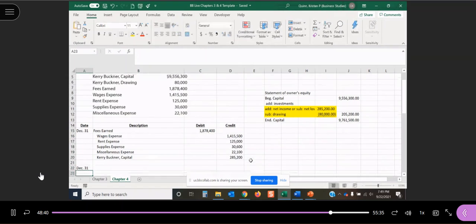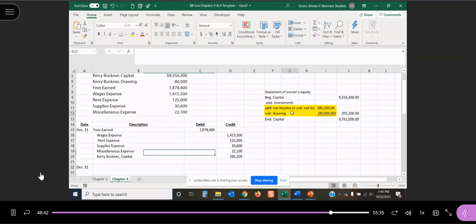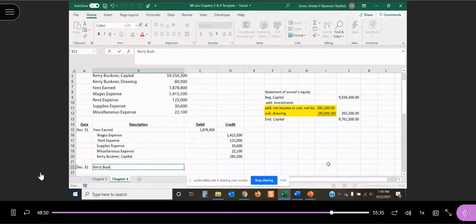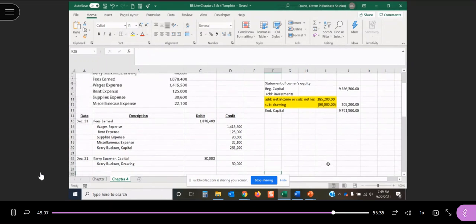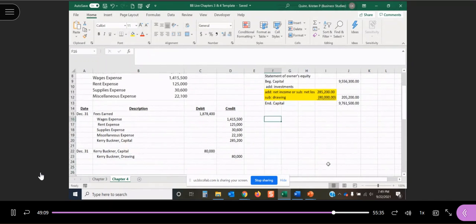Also, we got to close our drawing account. So what does drawing do to the value of my owner? Well, it reduces her value. So if my capital account increases with a credit, that means it decreases with a debit. So we're going to close it by the drawing amount, that $80,000. Carrie Buckner drawing increases with a debit. So to close it, we're going to credit it for $80,000.